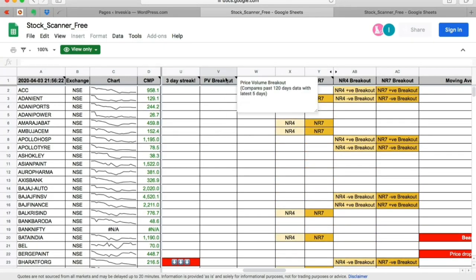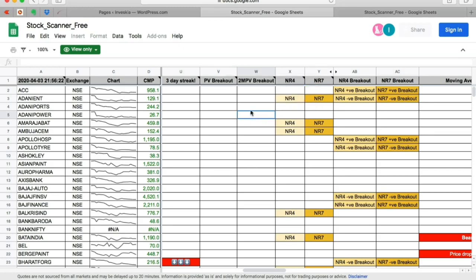What we have done is we have taken 120 days data, and we have compared it with the latest 5-day data to check whether there is a consolidation over the high of the 120-day data, and see whether a good price volume breakout can be achieved here.